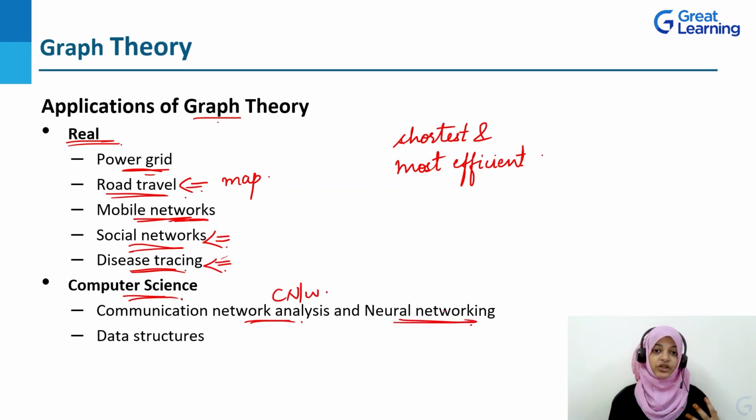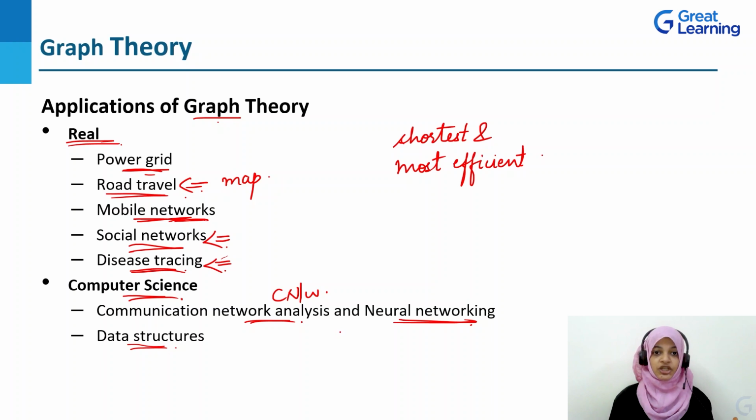So while we are actually trying to build a neural network, the first point of instance that we take care of is analyzing whether a particular neural network is feasible or not by applying graph theory concepts. Next, we also see various graph theory concepts in data structures.